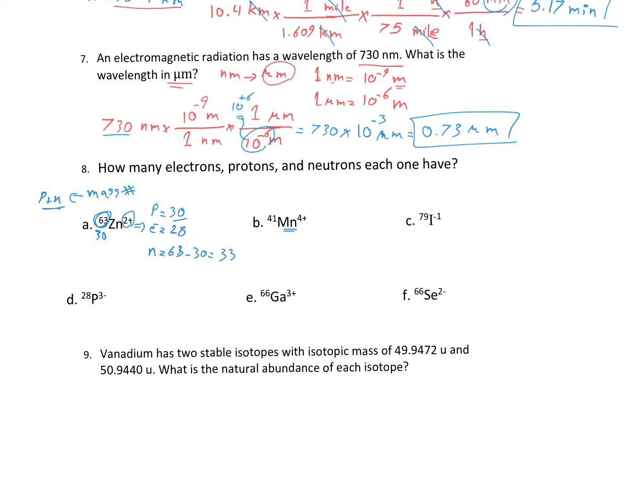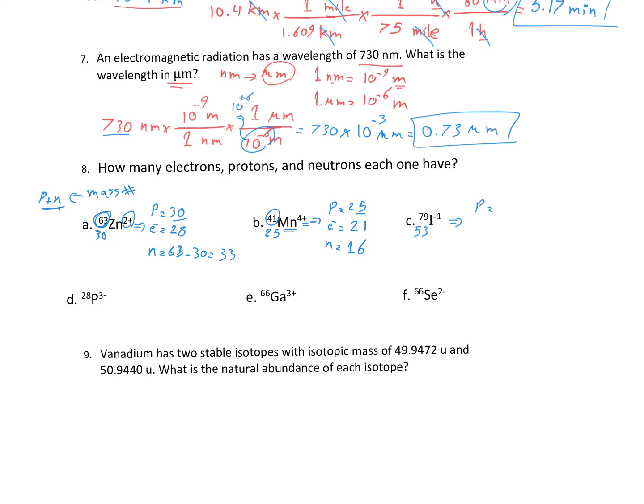Okay, next one, Mn. You check the periodic table, and the atomic number is 25. Therefore, the number of protons is 25. The charge is positive, so it should have more protons and fewer electrons. And it's 4 positive, so it has 4 fewer electrons. Because this is 25, it should have 21 electrons. Neutron, again, the mass number is 41. So if you subtract those two, you have 16 neutrons.